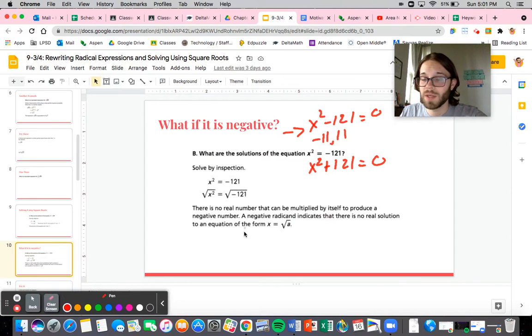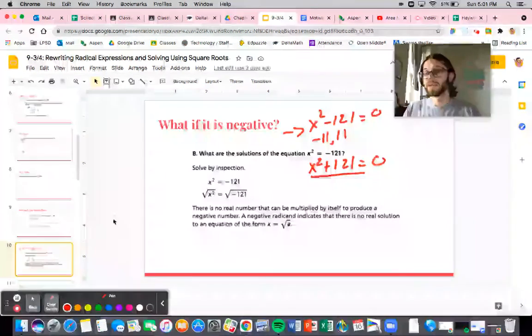Well, there is no real number where you would get the same thing multiplied together and get a negative number, right? Because a negative times a negative is a positive, and a positive times a positive is still a positive. So there's no way you're going to end up with a negative times a negative equaling a negative, or a positive times a positive equaling a negative. You need to have one be positive and one negative, but that would mean they're not the same. So that's why if you get something like this, you'll have no real solutions.